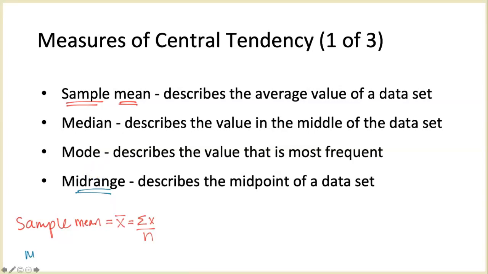For our mid-range, it's the midpoint. So it's the value in the middle of the two extreme numbers, the very largest number and the very smallest number. So to find the mid-range, we look at whatever the highest value is plus the lowest value, and we divide that by 2. And so these four values help us describe what the center of the data set might be.